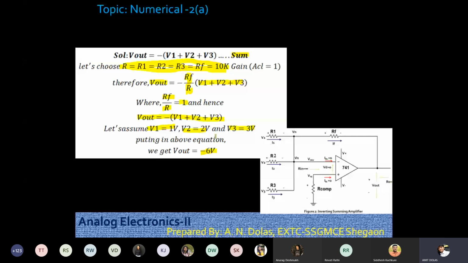If not asked, it will not take more than 1 minute. Please have one numerical example. Assume any values of V1, V2, V3, add them together and give a minus sign to it because it is an inverting summing operation. I'll move to part B of this numerical.